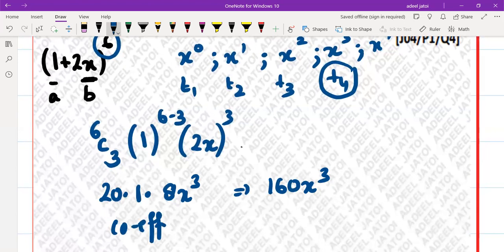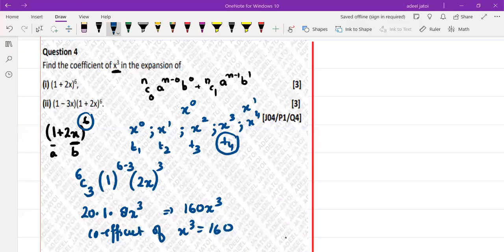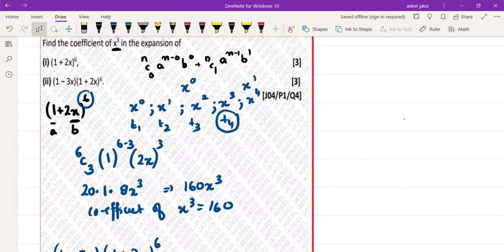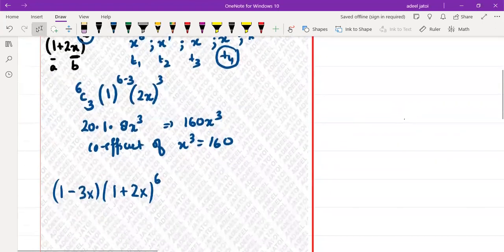Coefficient of x cube is equal to 160. Now, considering that your first part answer of x cube is 160, in the next part, it says (1 minus 3x) and (1 plus 2x) to the power 6. And the question says find the coefficient of x cube in the expansion of this.